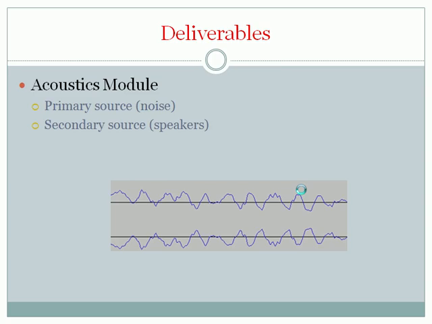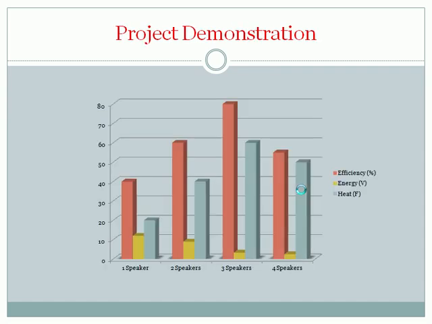These are my results. The top figure shows the primary source, in this case the noise, and the lower picture shows a secondary source, in other words, the results that I'm going to get with the speakers. Making my project and doing some tests, I found that 3 speakers give better efficiency in my design. But on the other side, the heat increases with the number of speakers.